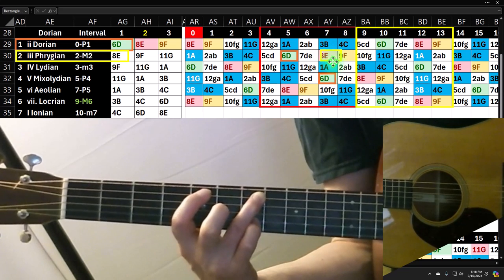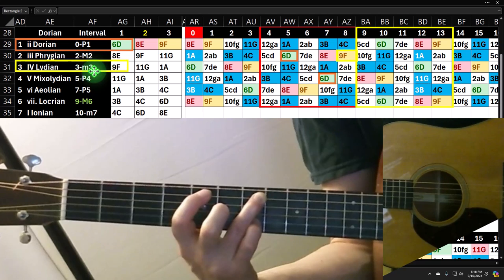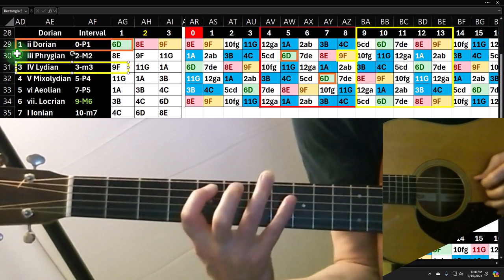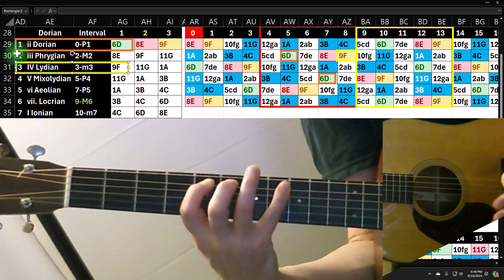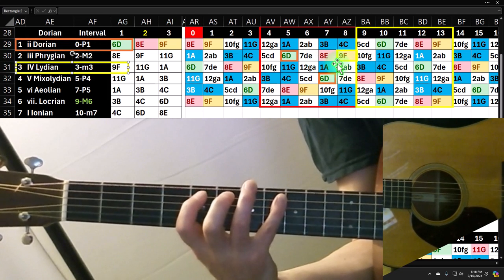Okay, so then I think I overkilled that one. Let's go to the next one. And so now we know this is going to be the third. So I'm just walking up and saying, well, okay, the third of a Dorian, it's a minor mode, and therefore the third is a 3-note away minor third. I can see it's 3 notes away right here. I can count it right up.